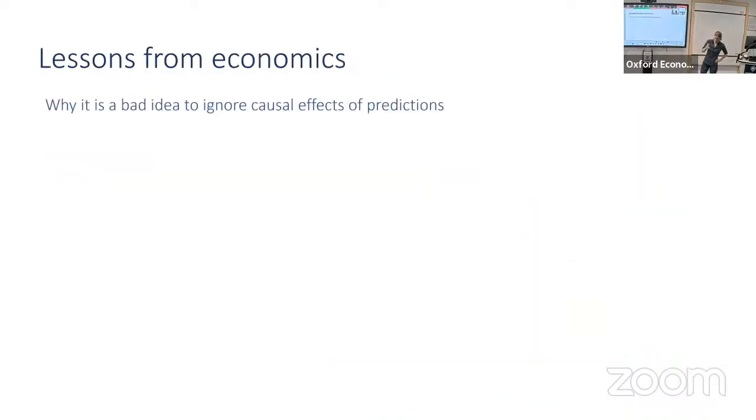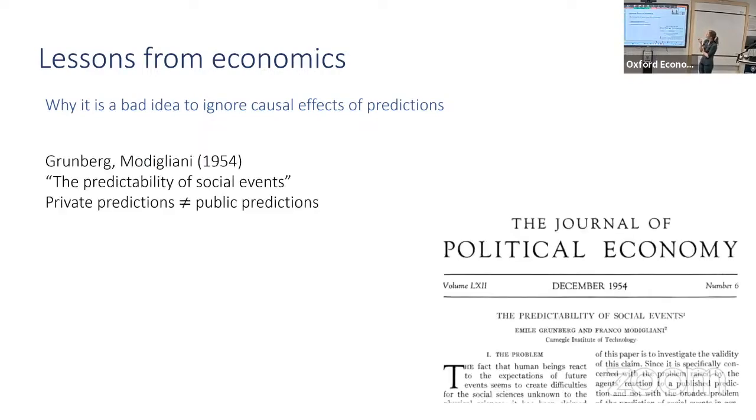So these downstream effects of predictions, it's not something new, right? That's something that has historically been discussed in different works. So here are a couple of references for why it's a bad idea to ignore cause and effect of predictions. This is an old paper by Kuhnberg and Modigliani called The Predictability of Social Events.